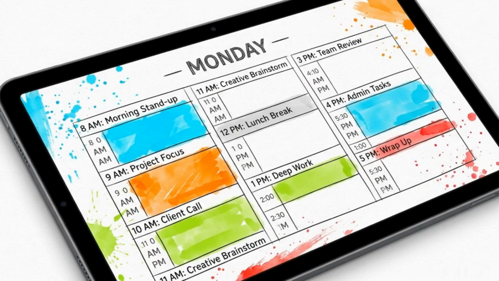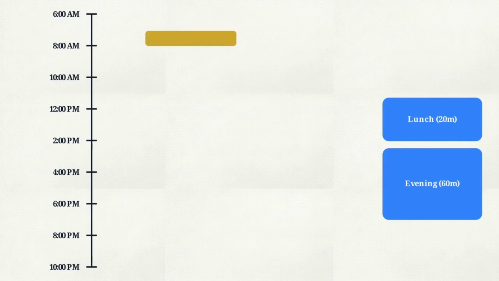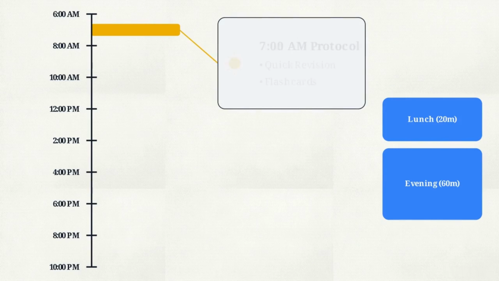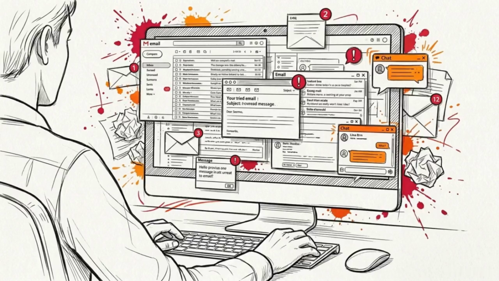Now that the macro structure is set, let's zoom in on a standard Monday through Friday workday. We are going to bypass mental fatigue by slicing your daily requirement into manageable microblocks. This chart shows a vertical daily timeline from 6 a.m. to 10 p.m. Schedule a 30-minute block in the morning. Let's place it at 7 a.m., dedicated strictly to quick revision and flashcards. This leverages your peak cognitive window. You are using a fresh brain to maximize conceptual recall before the stress of your workday begins to accumulate.